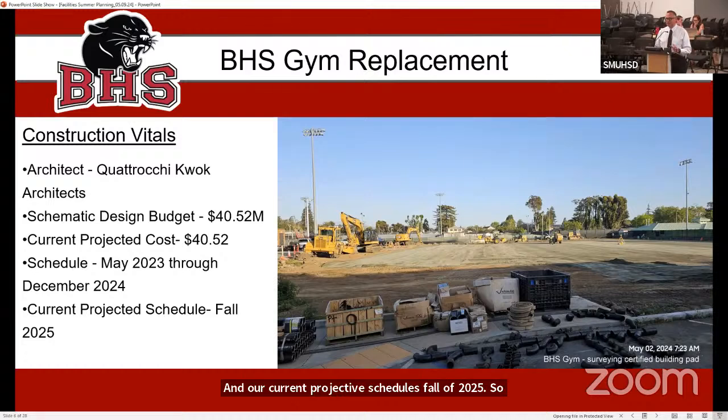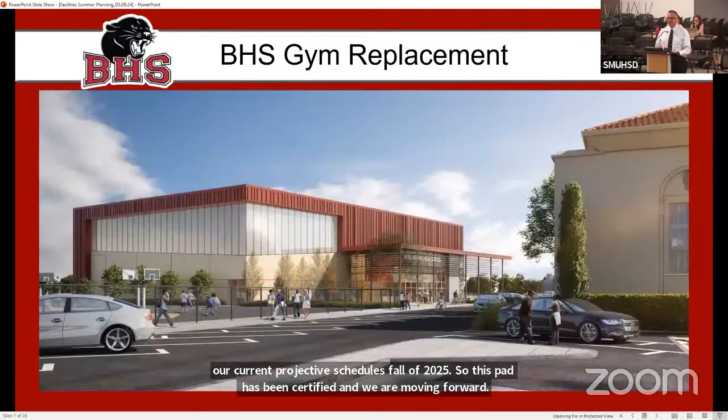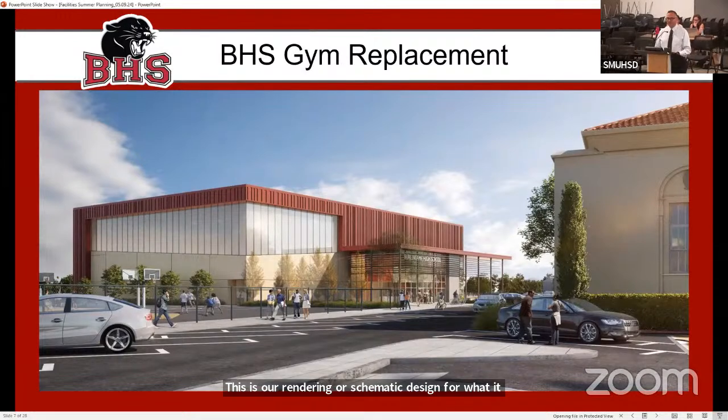So this pad has been certified and we are moving forward. It's exciting news about this project. This is our rendering, our schematic design for what it will look like once it's completed.